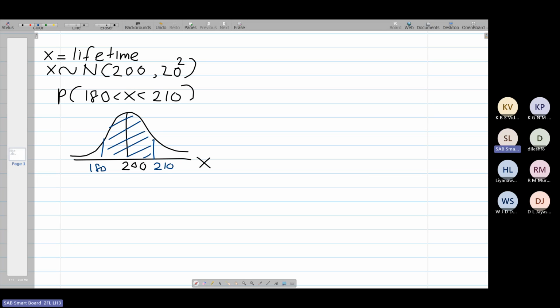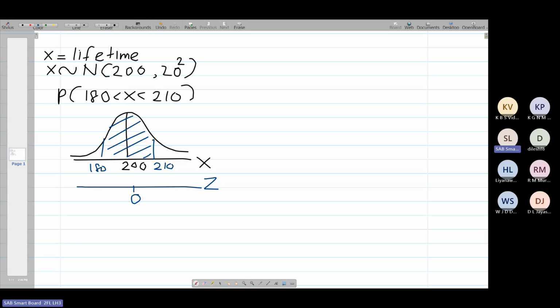Okay. Then next step, what? Convert all the values to Z. Then what is the Z value of 200? 0. Why? Mean value is 200. Then we need to convert 180 and 210 to the Z value.